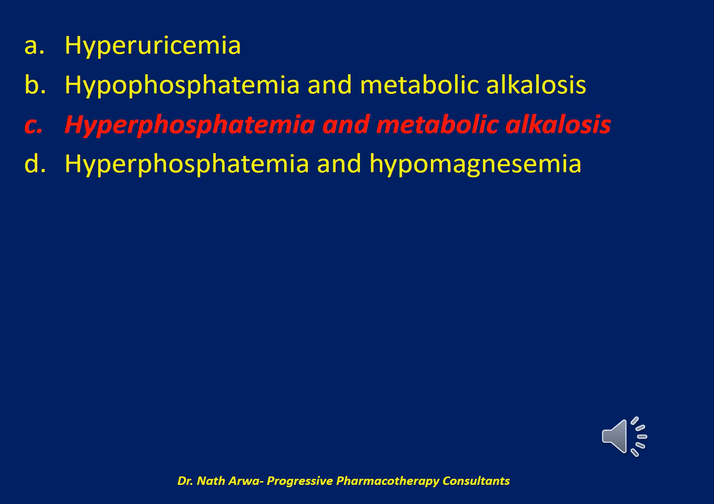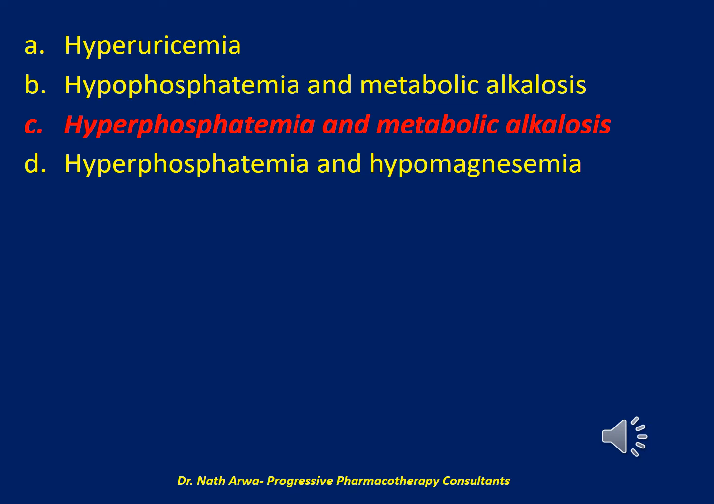And the correct answer is C. hyperphosphatemia and metabolic alkalosis. Hyperphosphatemia, not hypophosphatemia, causes chelation of phosphorus with calcium, leading to hypercalcemia with the potential for calcium phosphate salt deposition in soft tissues, including the kidney.